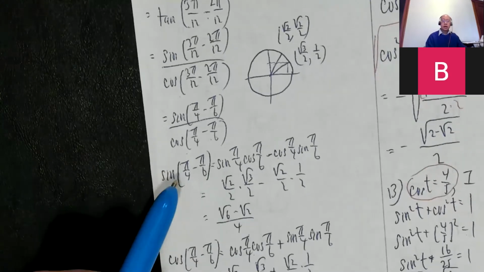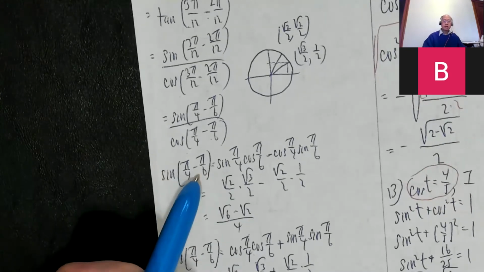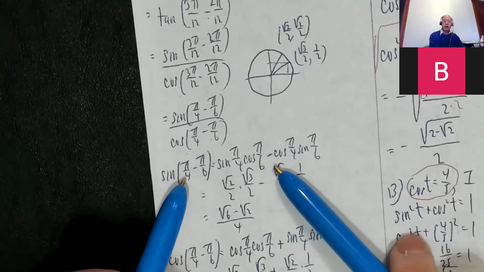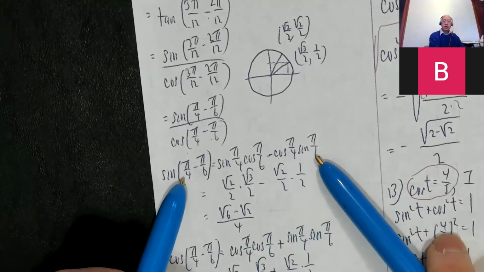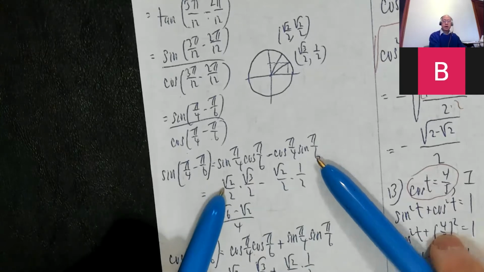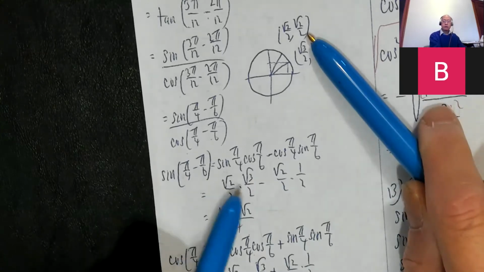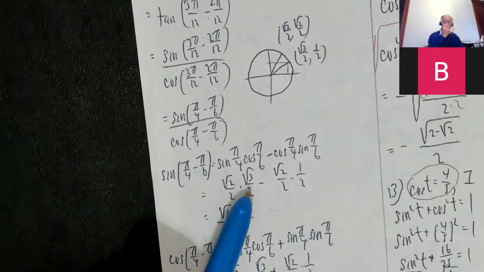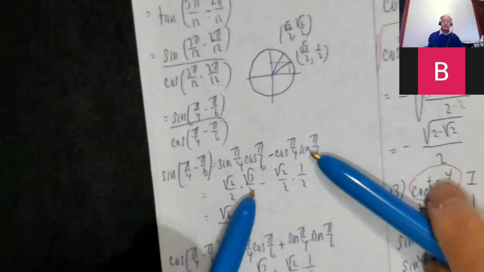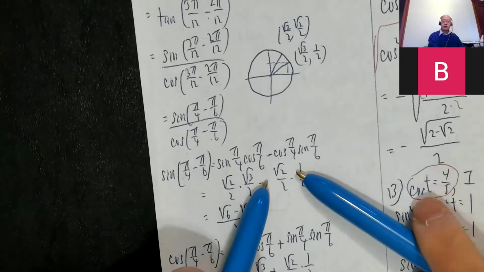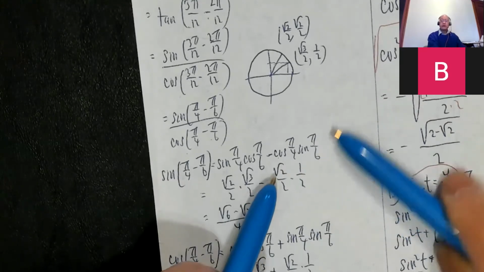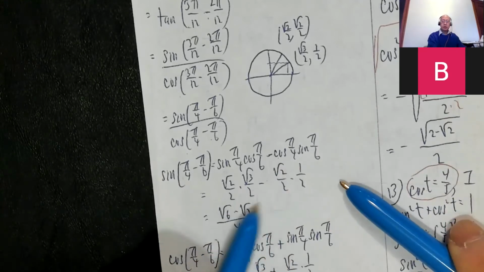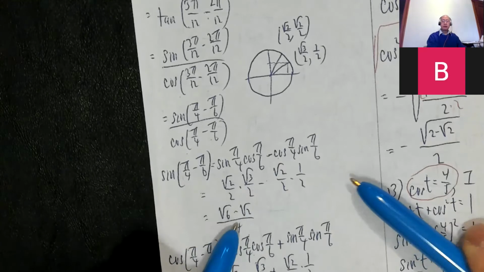All right, so sine of pi over 4 minus pi over 6 by formula, sine of the first, cosine of the second, minus cosine of the first, sine of the second. So sine of pi over 4, y coordinate, radical 2 over 2, cosine pi over 6, x coordinate, radical 3 over 2, minus cosine 45 degrees, radical 2 over 2, sine of 30 degrees, 1/2. Common denominator is 4, so radical 6 minus radical 2 over 4.